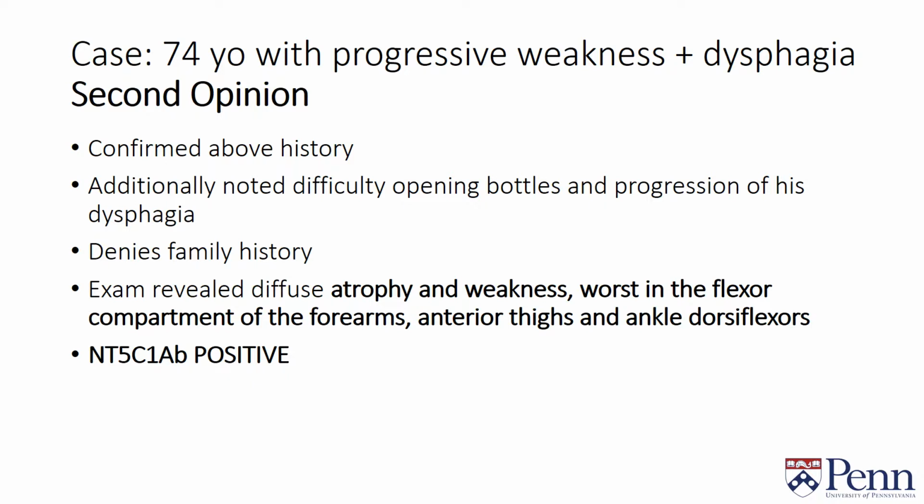The history that had been obtained was accurate. Additional history was that he had difficulty opening bottles, and he had noticed progression of his dysphagia over time. He denied any family history. He had clear atrophy and weakness that was somewhat diffuse, but worst in the flexor compartment of the forearms, the anterior thighs, and the ankle dorsiflexors.